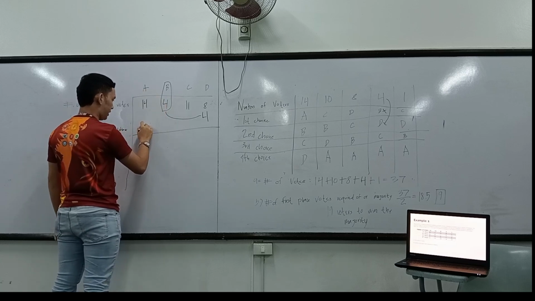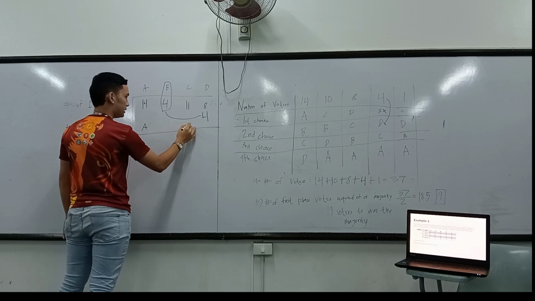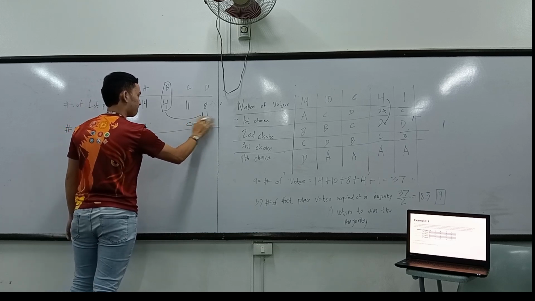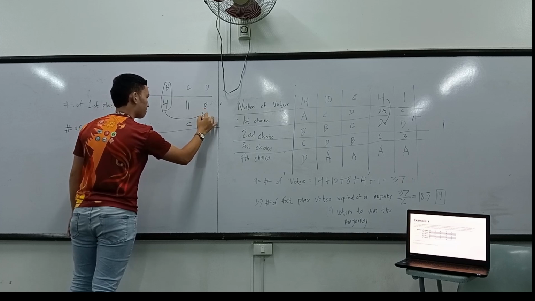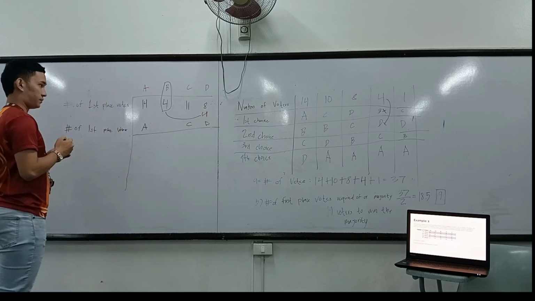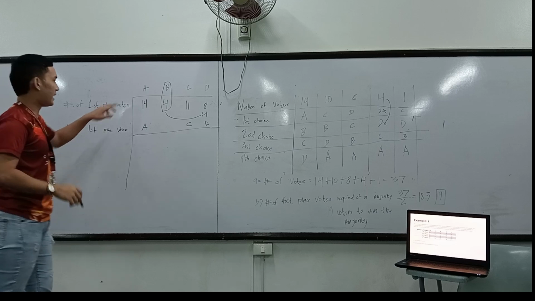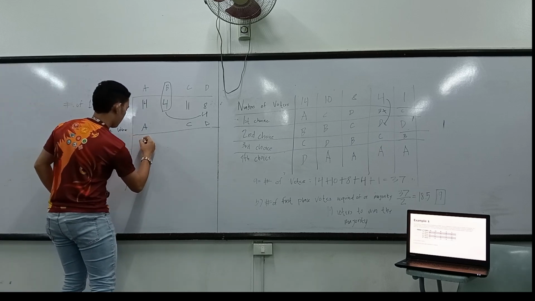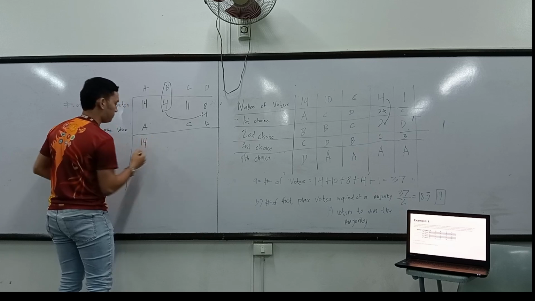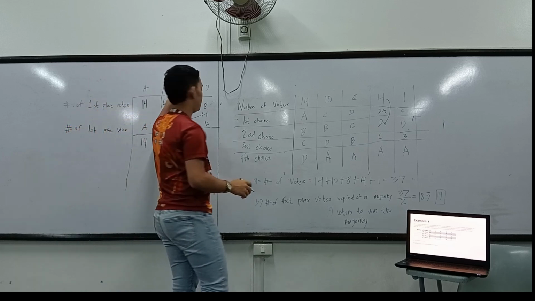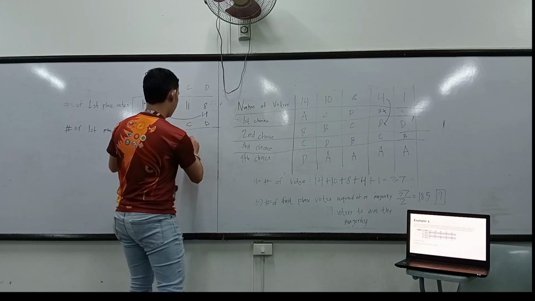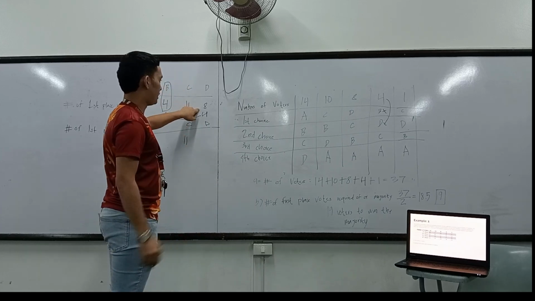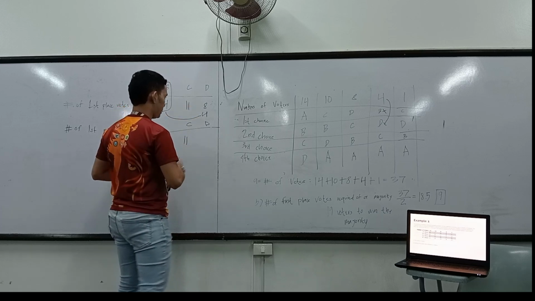We only have A, C, and D. So candidate A got 40 on the first place vote. Candidate C got 11. And candidate B got 8 plus 4 is 12.